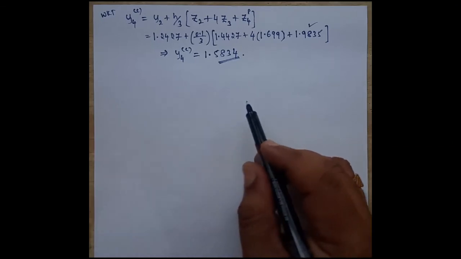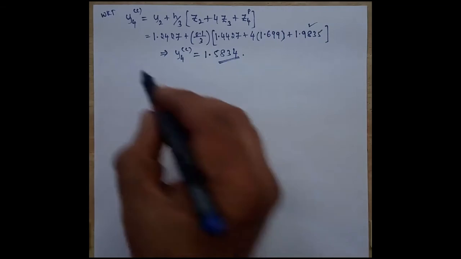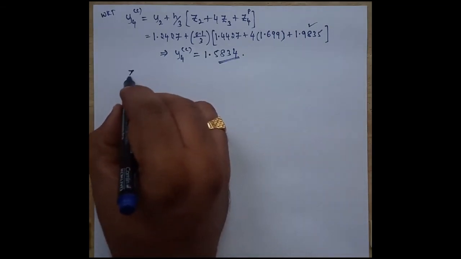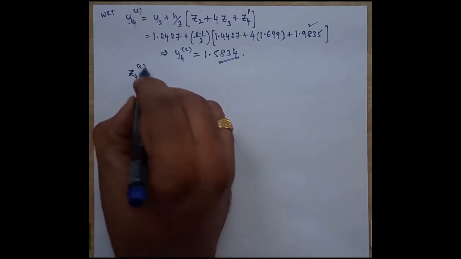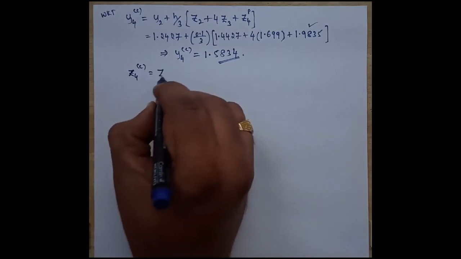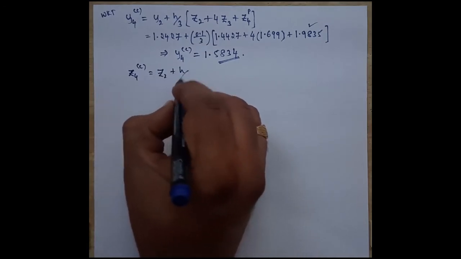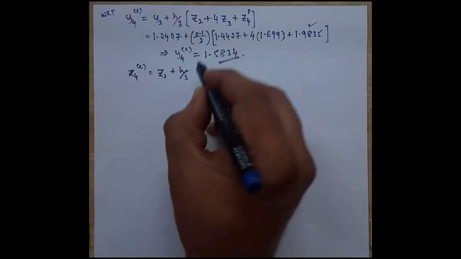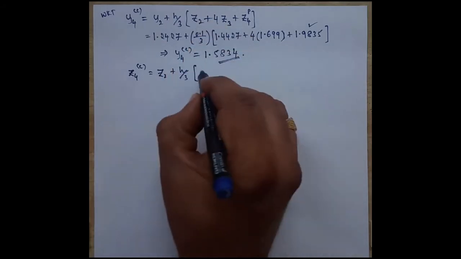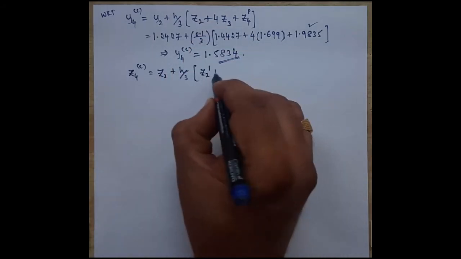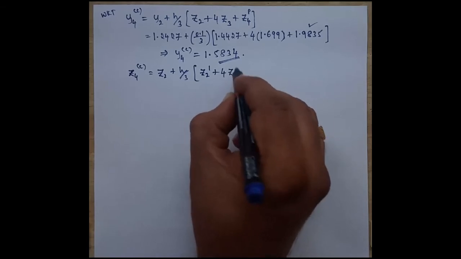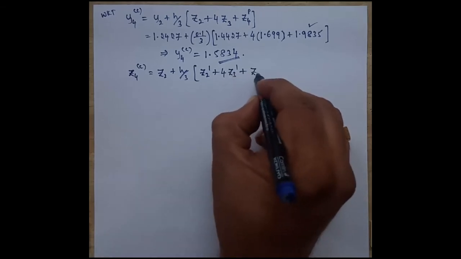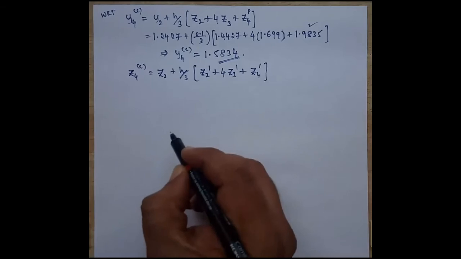Now find the corrected value for Z. Similarly, Z4C, the corrected value for Z, what is the formula? Same, Z2 plus H by 3. Just look at this and write. Put dashes for this: Z2 dash plus 4Z3 dash plus Z4 dash.